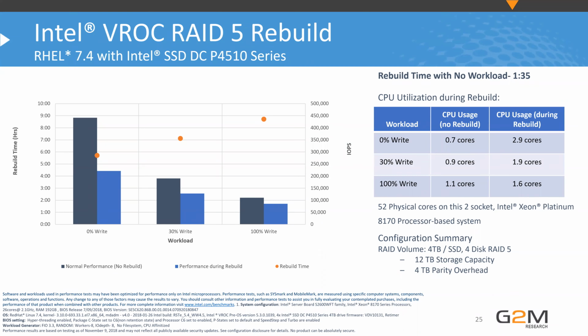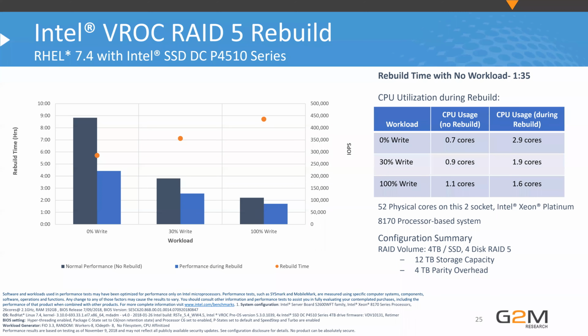So with no workloads going on whatsoever, this RAID 5 rebuilt in 1 hour and 35 minutes, which was a little bit surprising to me. This 4 terabyte drive, our P4510, which is one of our best-selling NVMe SSDs at Intel, can do 3 gigabytes a second sequential write. So if you just did the math, 4 terabytes divided by 3 gigabytes a second, it's about 20 to 23 minutes for a rebuild. So this shows me that there's some overhead.